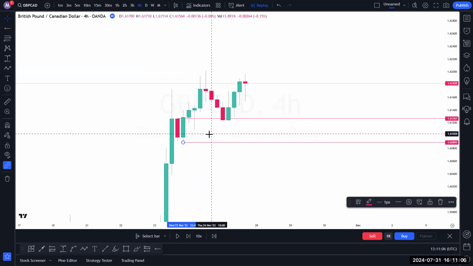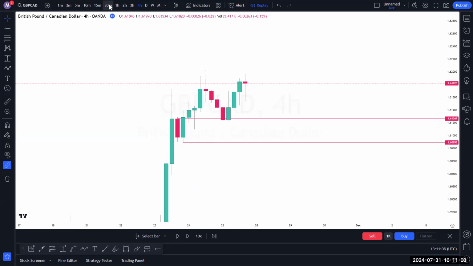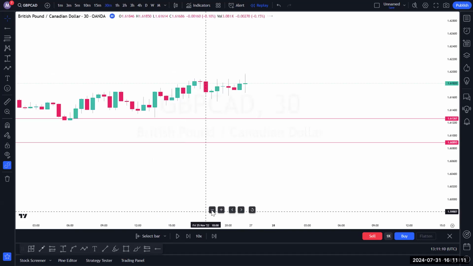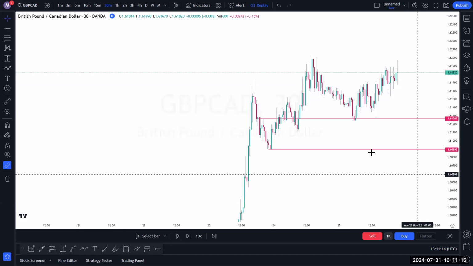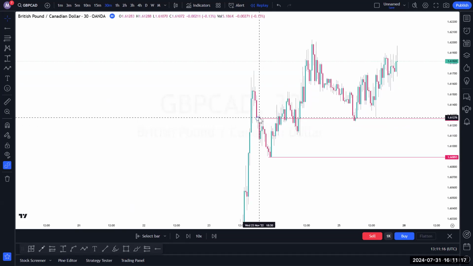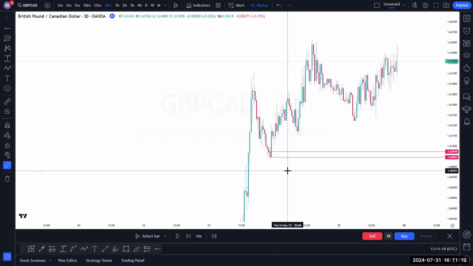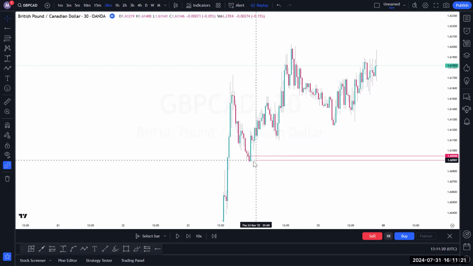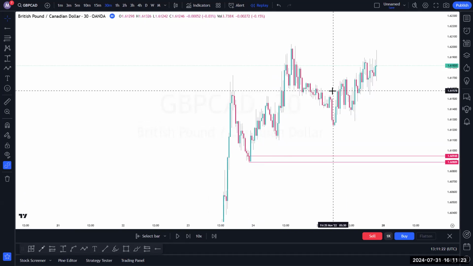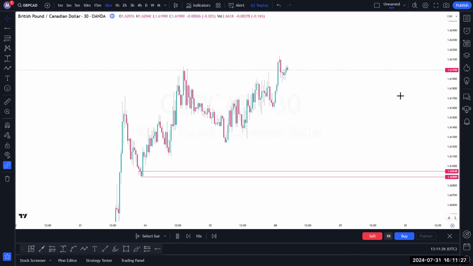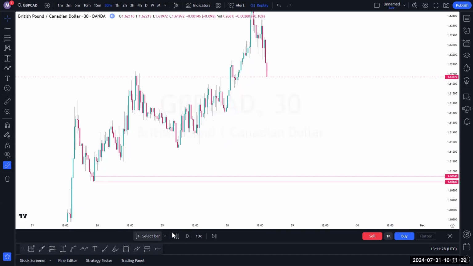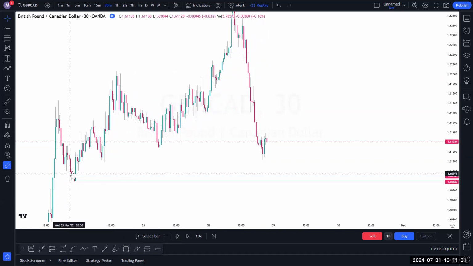Meaning that now we have to move down to the 30 minute and look for either the liquidity flip or the liquidity engineering. Whenever you see price forming the liquidity flip or the liquidity engineering, it means that you have to go with the liquidity flip, because the liquidity flip is more powerful than liquidity engineering. So this would be our entry maybe on the 5 minute.